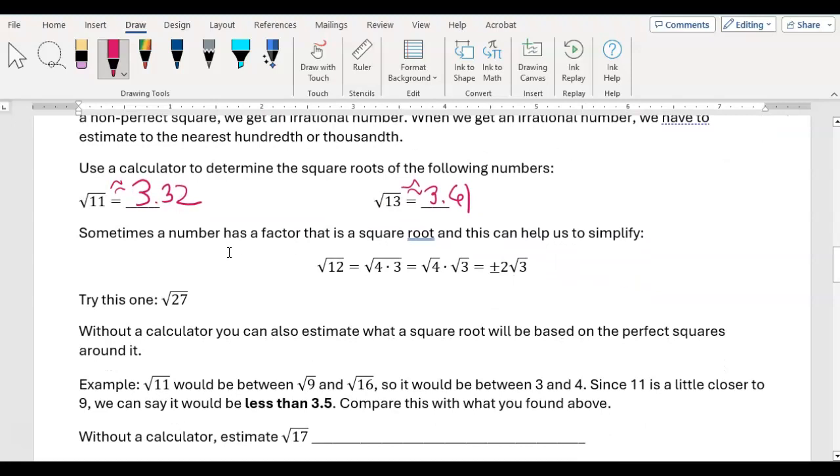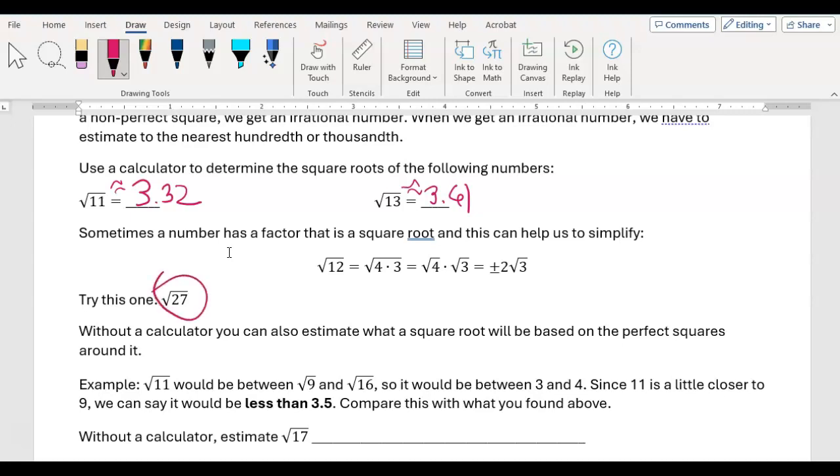Sometimes a number has a factor that is a square root, and this can help us to simplify. So the example is 12. The square root of 12 can be broken up into the square root of 4 times the square root of 3. And then the square root of 4 can be positive or negative 2. So that's positive or negative 2 times the square root of 3.